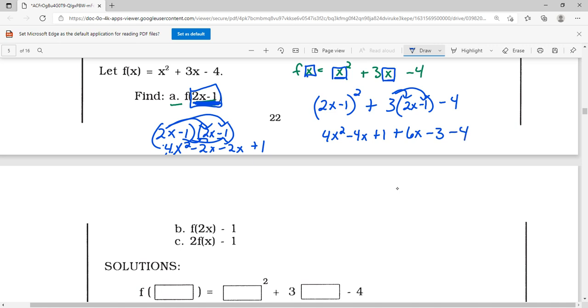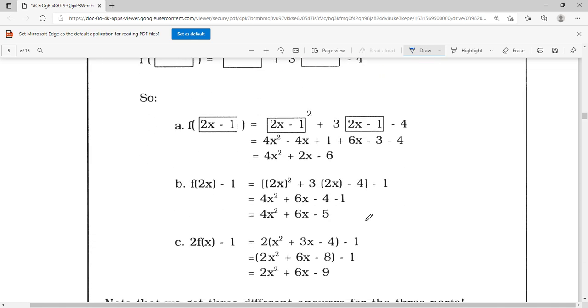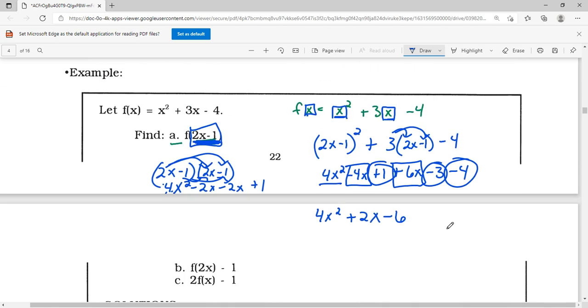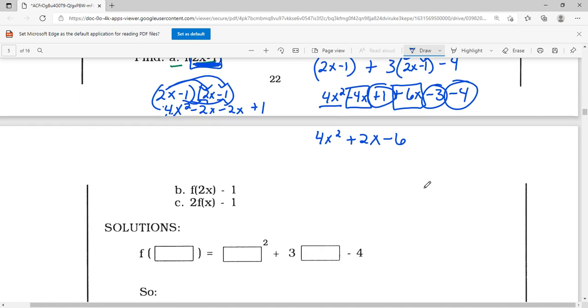Now I've got to put our like terms together. There are no other squared terms, so we'll do 4x squared. Okay, x's, there's 1, and there's 1. 6 take away 4 would be 2, positive 2x. And then we've got this positive 1, negative 3, negative 4. Negative 3 and negative 4 would be negative 7, plus 1 would be negative 6. Let me scroll down and make sure I did that right. 4x squared, 2x minus 6, yep. All right, so all we did was we fed our value into our function.